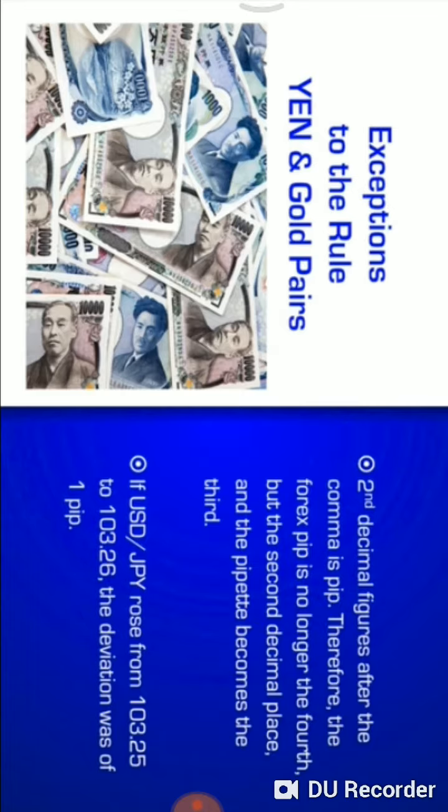That was 1 pip. Notice there's not 4 decimal places, there's not 4 digits after the decimal. This only applies to yen and gold pairs.